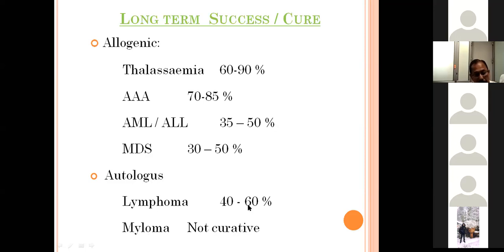In lymphoma, success rate is around 40-50%. Myeloma is not cured, but survival is improved for 3 to 5 years. Now many drugs have also come which increase survival in myeloma to 4-5 years. So maybe in the coming time, transplant in myeloma.